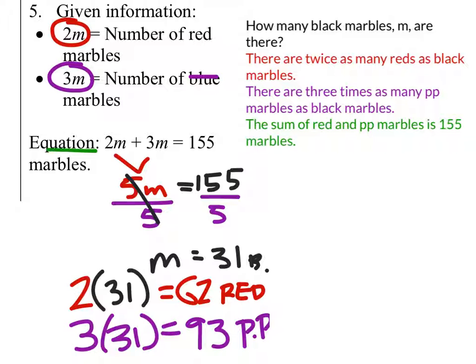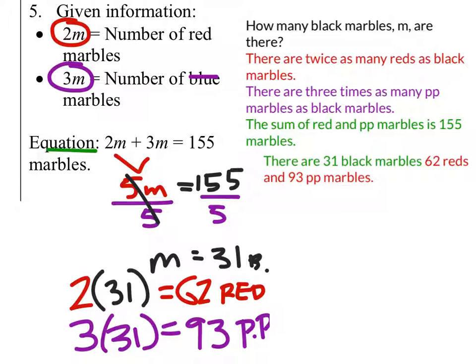All right. So there are 31 black marbles. What do we got? 62 reds. And 93 of those perverted purple marbles.